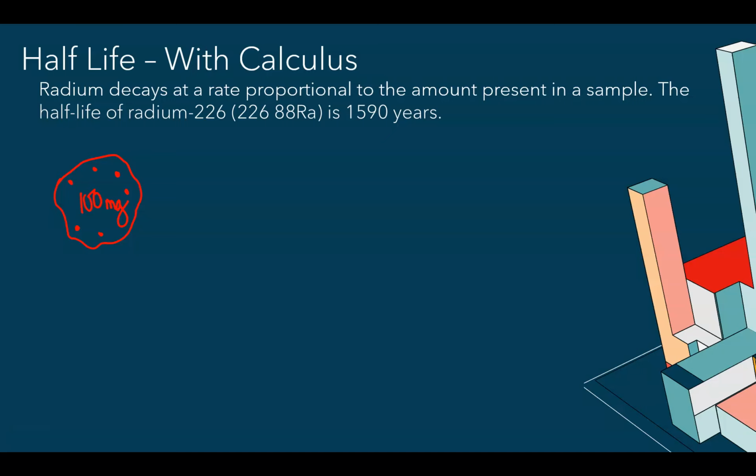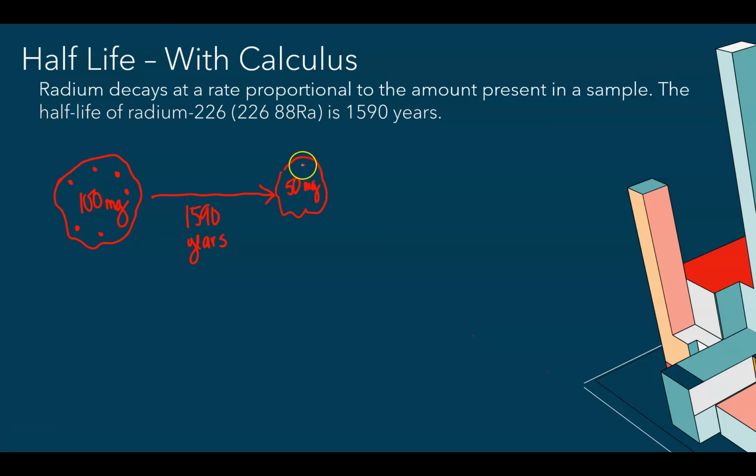Okay, so radium decays at a rate proportional to the amount present in a sample. I'm trying to explain that idea. Now, the part we're going to use right now is the fact that the half-life of radium is 1,590 years. So what that means is, if we wait long enough, I guess theoretically, because we can't wait that long and actually test it out, a whole bunch has decayed into other stuff, and instead of 100 milligrams, there are 50 milligrams left. Okay, so that kind of makes sense.